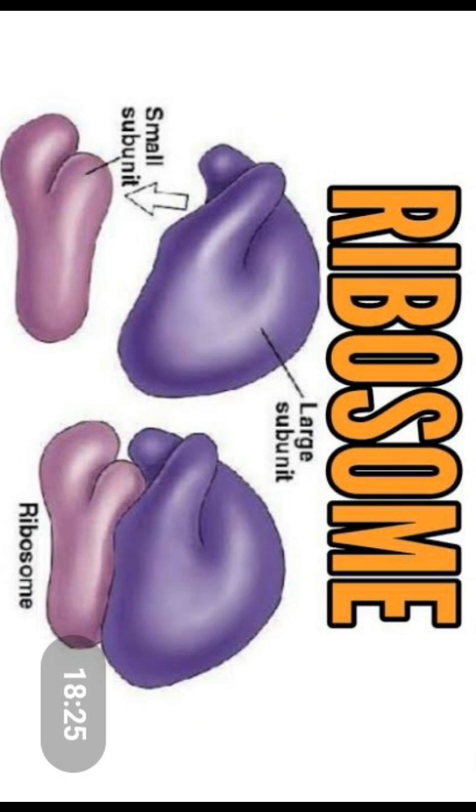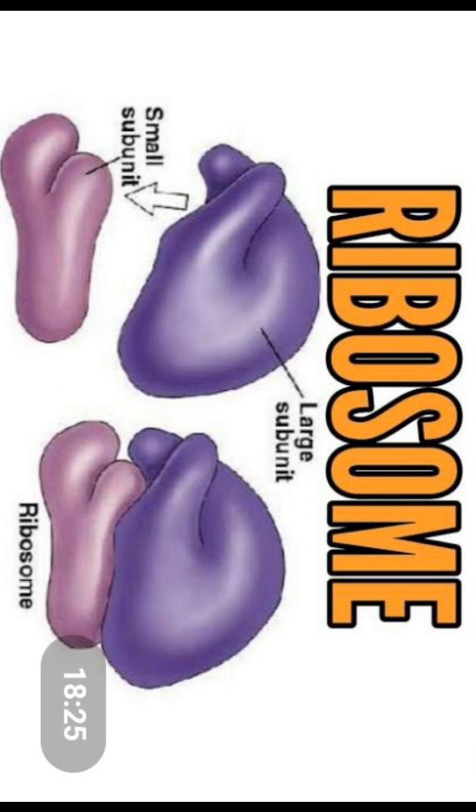Their size is about 15 nanometer by 20 nanometer and they are made up of two subunits. What are those two subunits? You can see on the diagram on the screen. One is the 50S unit, the second one is the 30S unit. One is the small unit, one is the large unit. The small subunit is 30S and the large subunit is 50S, and together they form the 70S type of ribosomes in the prokaryotic cells.